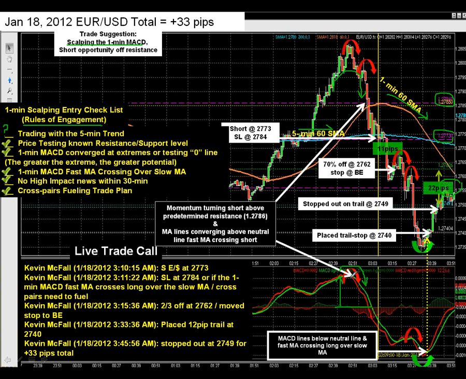And you can see here, as we're at upper extremes and testing resistance, we are crossing over. The fast moving average is crossing over the slow moving average. Now in the 1 minute MACD training, you'll see that we have what we call 3 trigger elements here. One, upper extremes. Okay, so now we're converged, we're crossing over, and we're diverging. It's all about convergence, crossover, divergence.